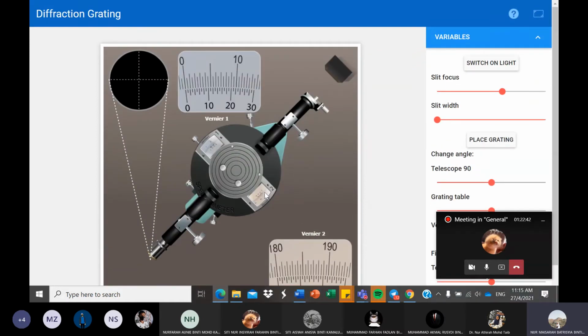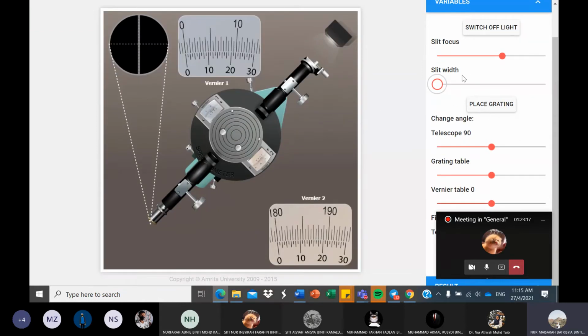Then first we have to switch on the light. We will see a white line here. And we must focus the slit width for the line. The line must be narrow, clear and fine so the result we observe will be accurate. Next, adjust the telescope so that the slit is at the center, on the vertical line here.